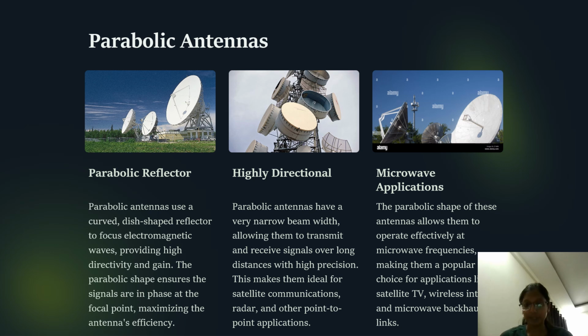Then we have microwave applications. The parabolic shape of these antennas allows them to operate effectively at microwave frequencies, making them a popular choice for applications such as satellite TV, wireless internet, and microwave links.